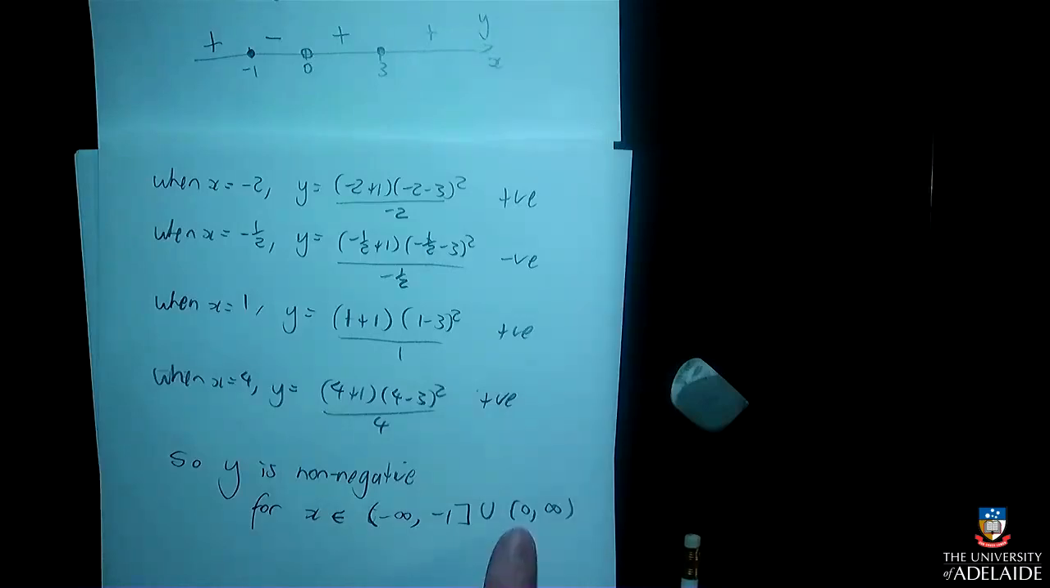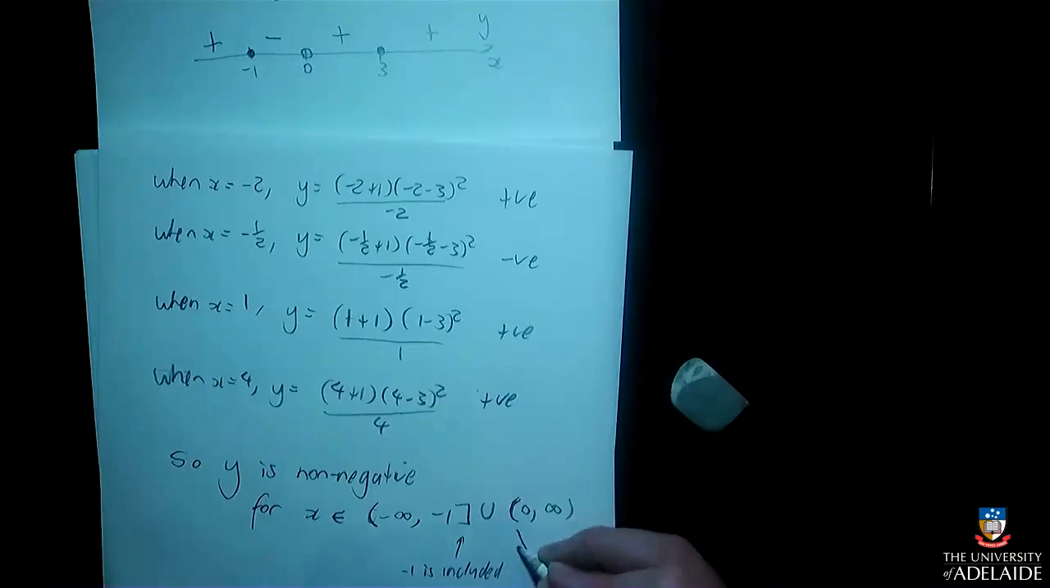But you'll notice 0 isn't included because it's not actually defined there. So I'm just going to mark this: the -1 is included, and this one, the 0 is not included. Okay.